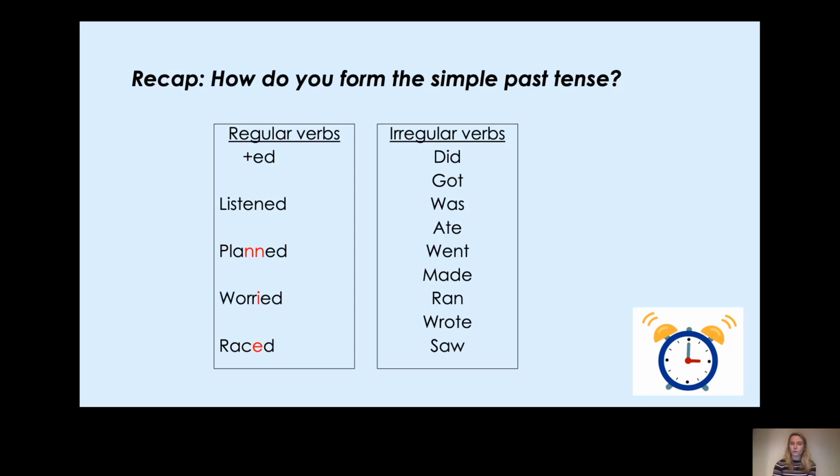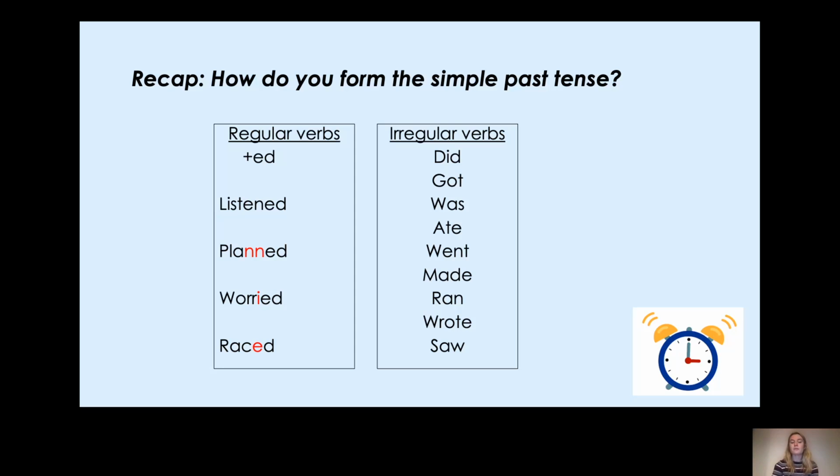Now, before we move on to the past progressive tense, I just want to recap how we form the past simple. Okay, so as I said, for regular verbs, we add the suffix ed. Now, if a verb ends in a single vowel sound and a consonant, like the word plan, we have to double the consonant before adding the ed. So I've doubled the N in plan. Today I plan my party. Yesterday I planned my party.